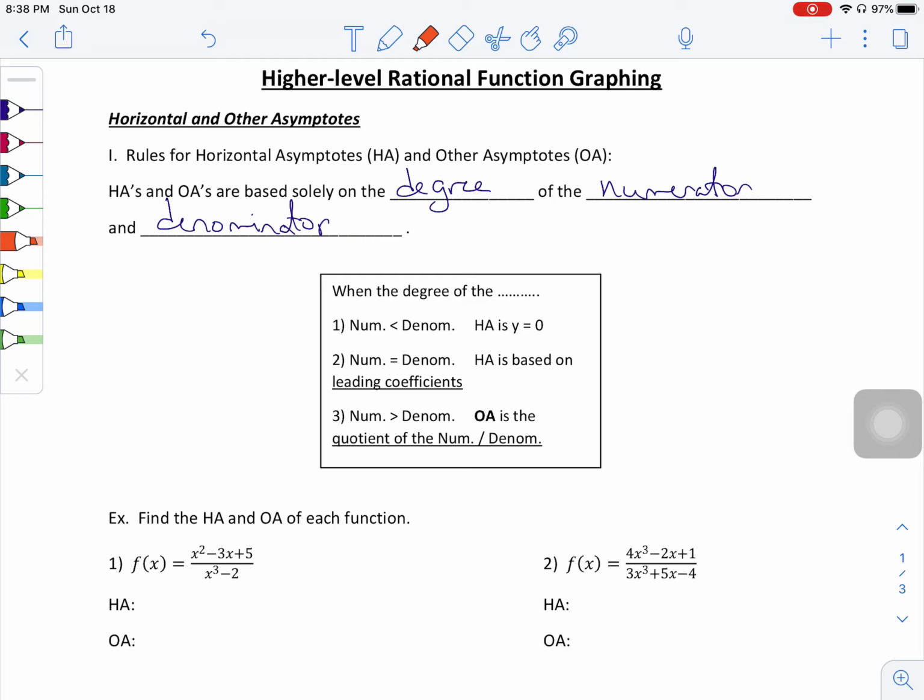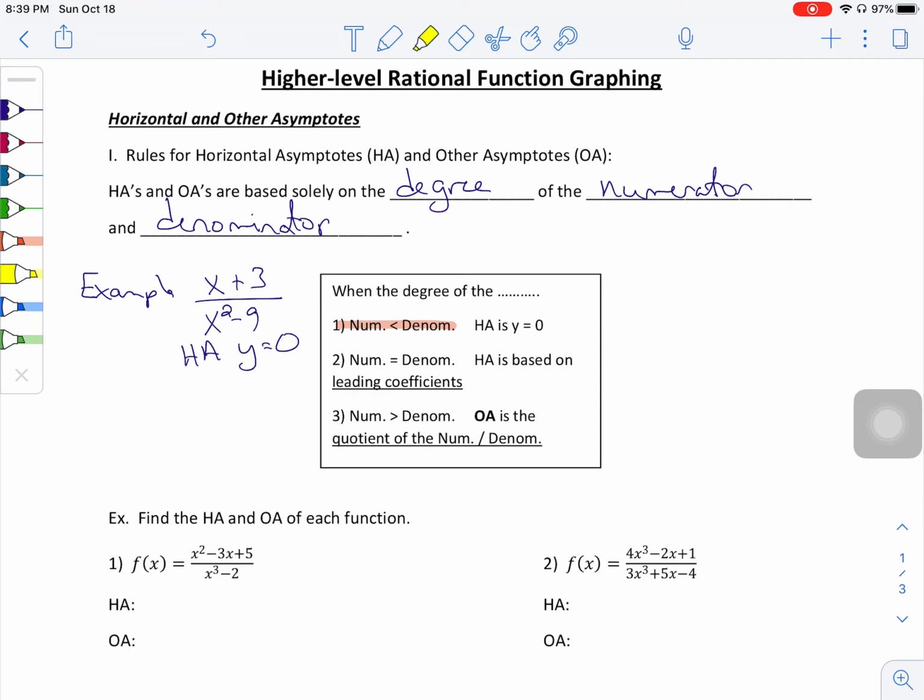You have the possibility that the degree of the numerator is less than the degree of the denominator. So an example for that one, let's say we had x plus 3 over x squared minus 9. Clearly the numerator has a degree of 1, denominator has a degree 2. For that example, because the denominator has a higher degree, you're going to automatically tell me that y is equal to 0 is your horizontal asymptote.